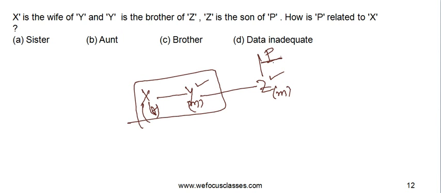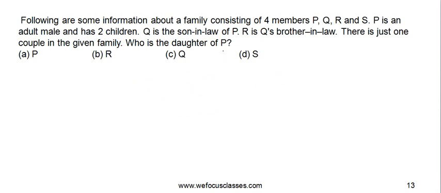So if P is male, then he will be father-in-law to this particular X, because spouse's father, because husband's father. So if P is female, we say she is mother-in-law. But we don't know about P, whether it is male or female, so we can't say the relation, so the data is inadequate. Now go to the next problem.